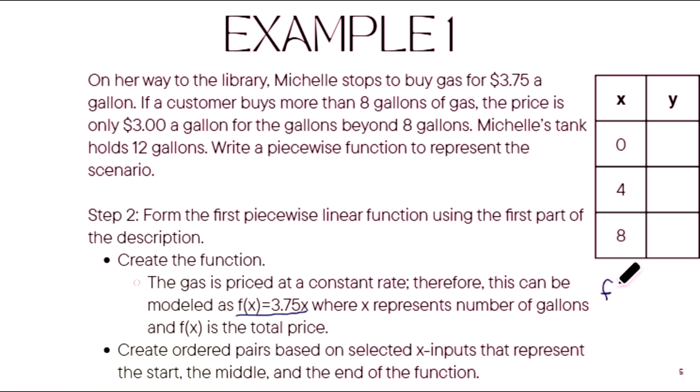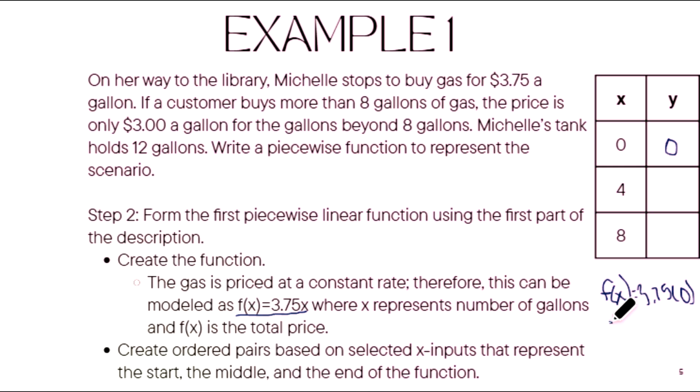So we're going to go f of x is equal to 3.75 times x, which our first value of x is 0. 3.75 times 0 is just 0. So our first coordinate pair is 0, 0. That's going to be our starting point.